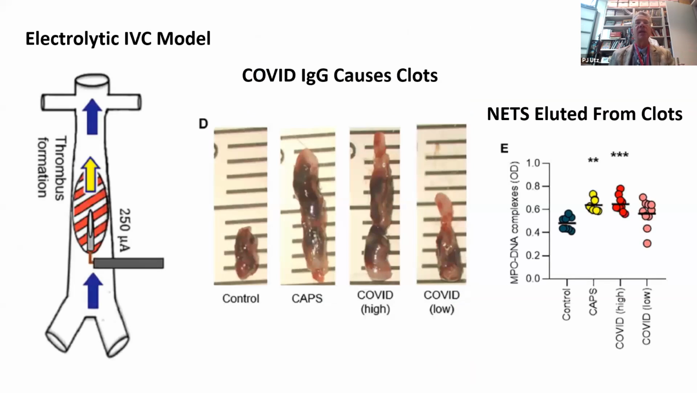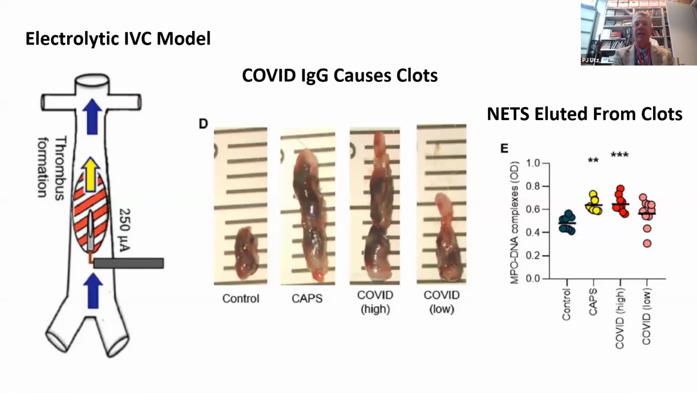And so they showed this in a mouse model where they took mice and they inserted a catheter into the inferior vena cava. They used electrolysis to damage the endothelium. And then immediately after that, they infused purified IgG, either from healthy control subjects, shown here, or patients who had severe antiphospholipid antibody syndrome. So these are patients who have what's called catastrophic APS syndrome.